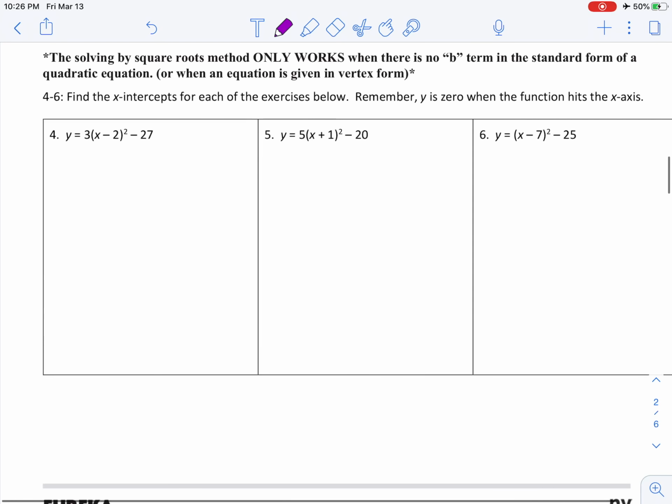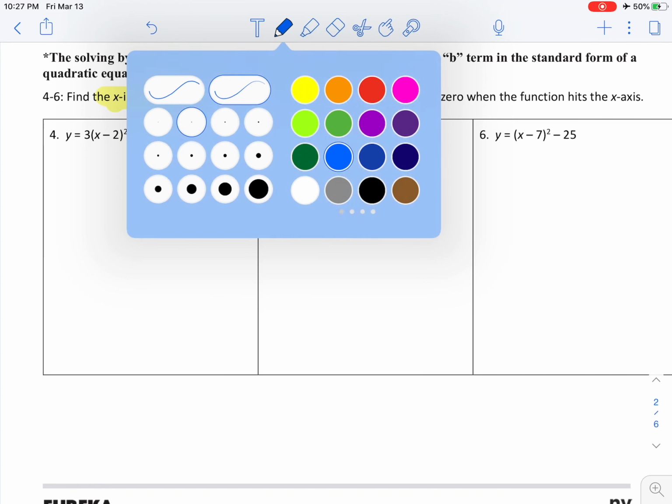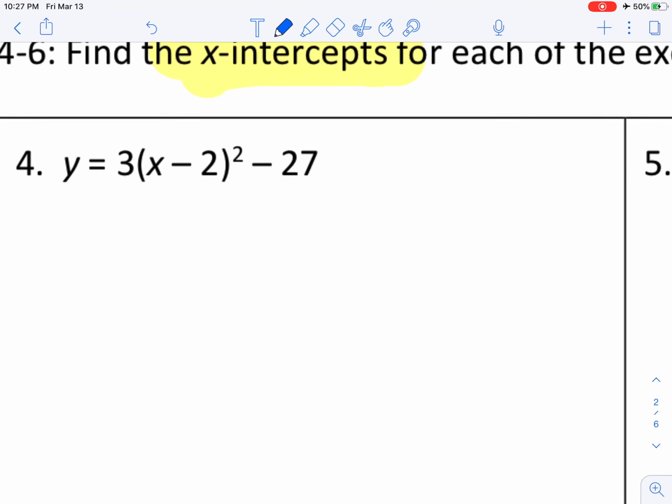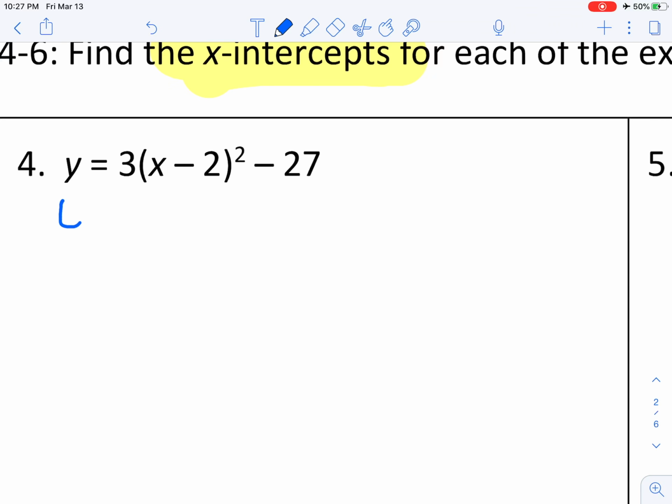Okay, so we're actually going to skip that part. We're going to come down here. Now remember, when we set an equation equal to 0, what we're actually finding? We're finding the x-intercepts, or the roots, or the zeros. All of those are the same wording. So I'm going to set this equal to 0.